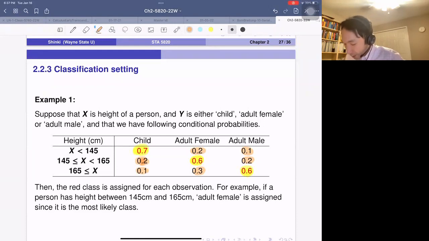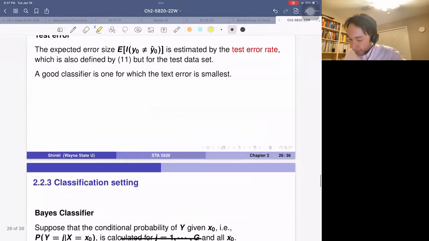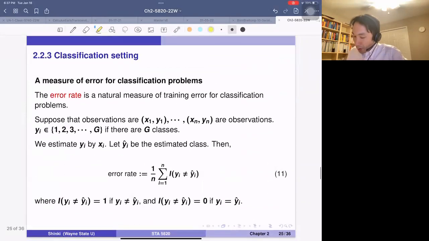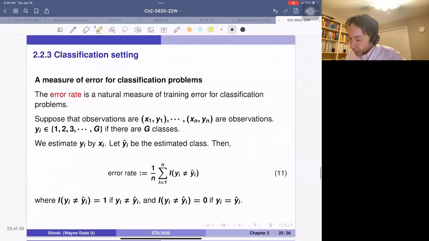The simplest way to evaluate error is how accurate it is, so how large these probabilities are. Now the definition of a measure of error for a classification problem. The error rate is a natural measure of training error for classification, defined like this. Suppose the observations are x1, y1 to xn, yn, and yi is in a group 1 to G, so we have G classes. Then the error rate is this.